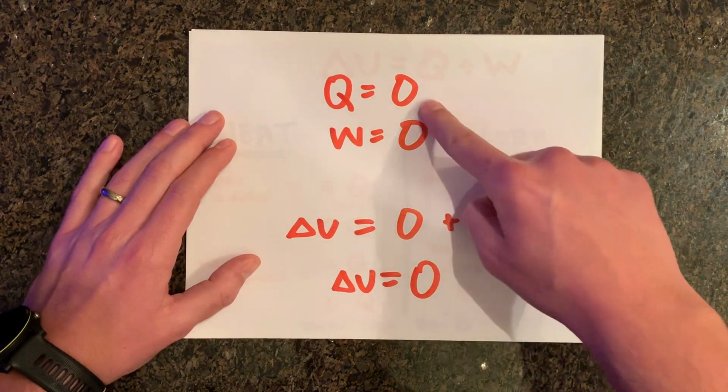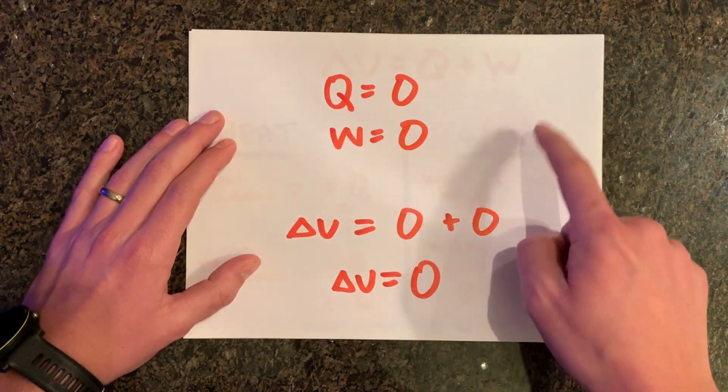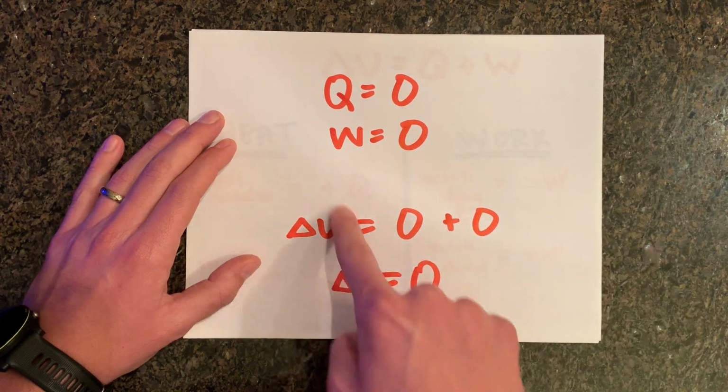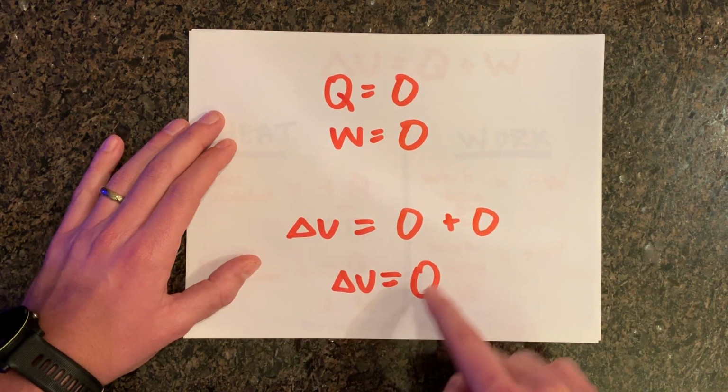If Q and W are both 0, meaning there is no heat transfer and no work done, there can be no change in internal energy, and this must be an isolated system.